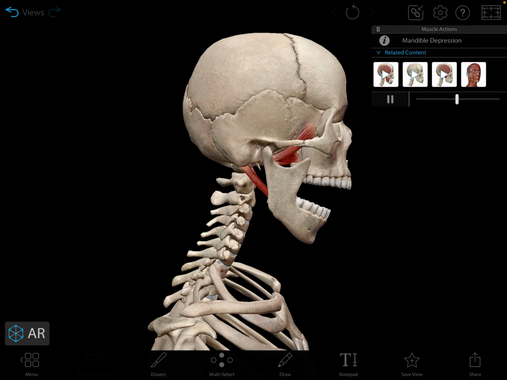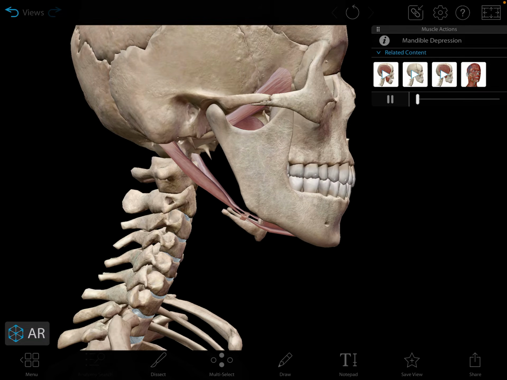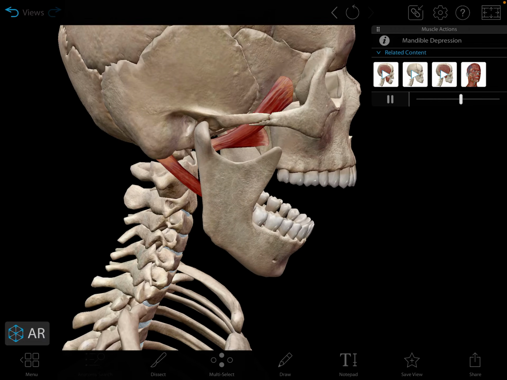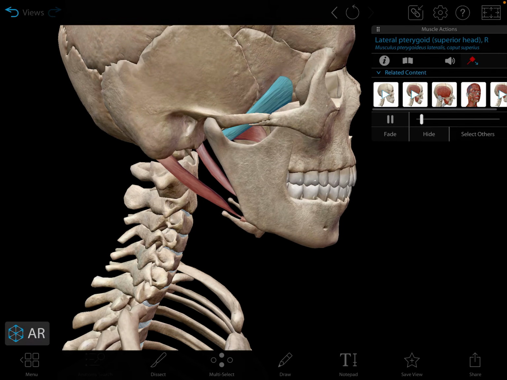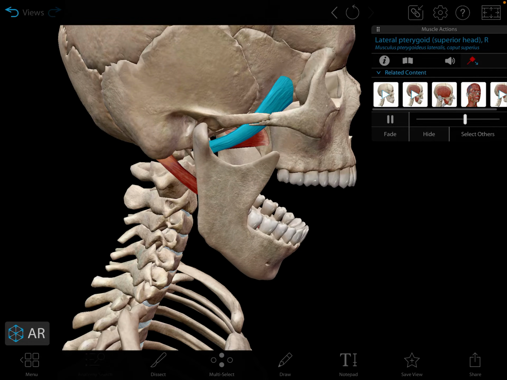You can also see mandibular depression, okay? So mandibular depression meaning we're opening our jaw, okay? So don't pay attention to this muscle here. We'll talk about this posterior one maybe another time. But here you can also see our lateral pterygoids pulling on that mandibular condyle and pulling it down so as to depress the mandible, okay?